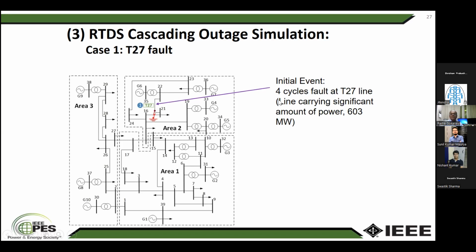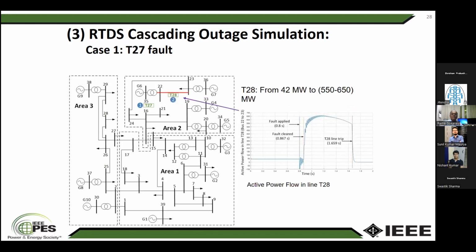So the initial event, we created a 4 cycles fault on line number T27. It is carrying 603 megawatts. We implemented a 4 cycles fault. So what happened is because of this line trip, because a fault has happened, this line is obviously going to trip. So once T27 tripped, what happened?